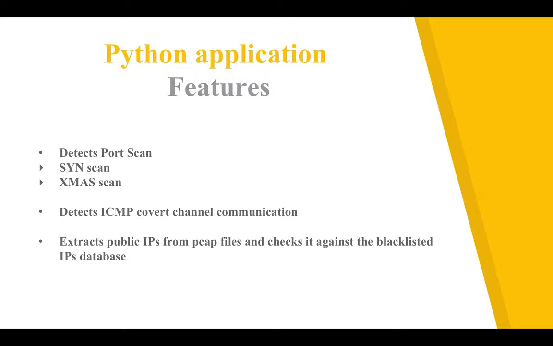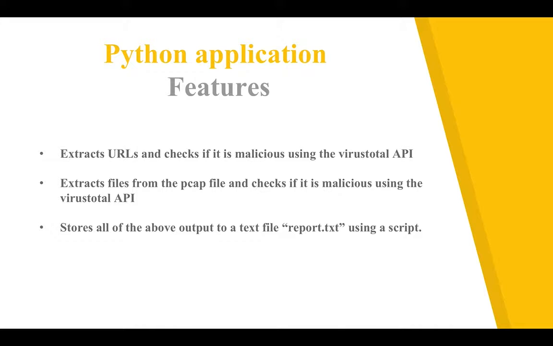Apart from anomaly detection, the script can also be used for extracting public IPs from the PCAP, and then it checks if it contains any blacklisted IP by checking against a blacklisted IP database. Further, the script extracts URLs from the packet capture and uses the VirusTotal API to check if it contains any malicious domain. Additionally, using Foremost, the application extracts files from the PCAP, then generates a SHA-256 checksum, and then uses this hash with the VirusTotal API to check if the file is malicious or not.